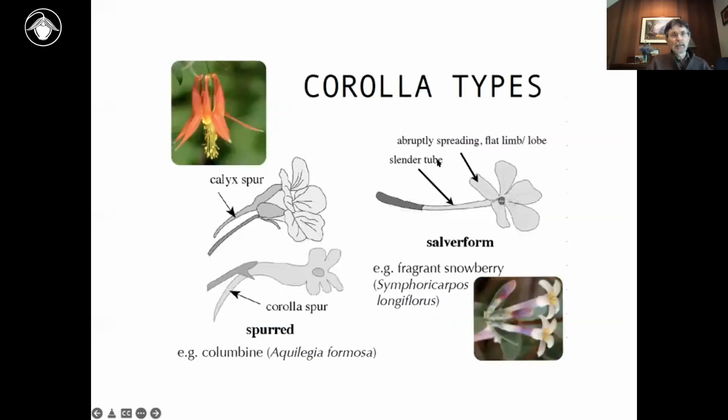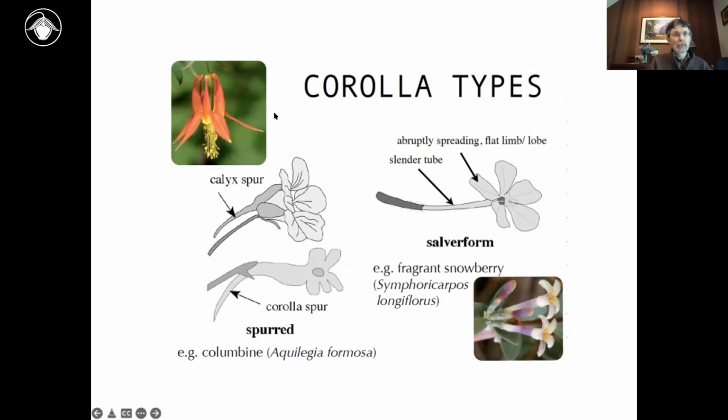Similar to rotate is the term salverform. This has a widely spreading limb where the lobes are widely spreading. And there's a tube, but in this case, the tube is long and slender. A great example of this is a snowberry like Symphoricarpos species shown here.